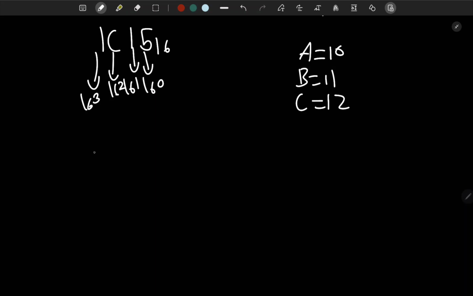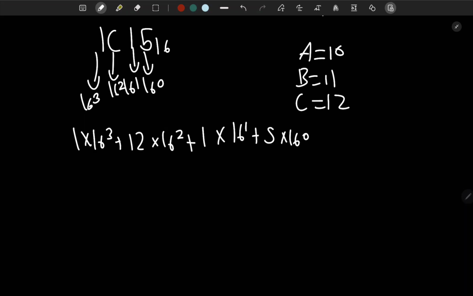Now that's going to be 1 times 16 to the power of 3. C is 12 times 16 to the power of 2 plus 1 times 16 to the power of 1 plus 5 times 16 to the power of 0, and you would get the answer of 7189, and you can write it here as 7189 with a subscript 10.